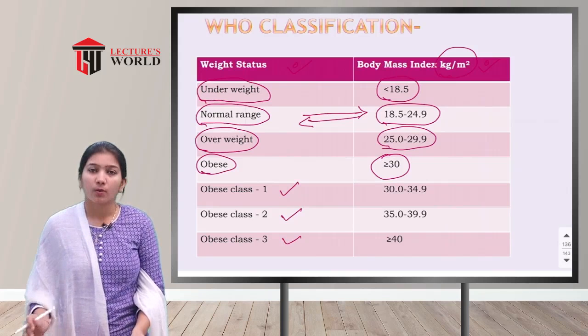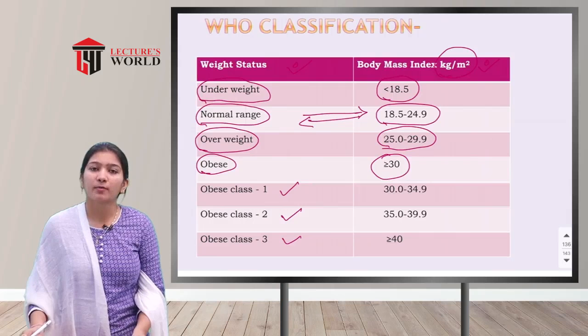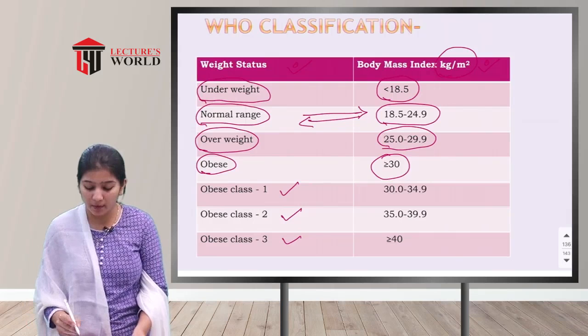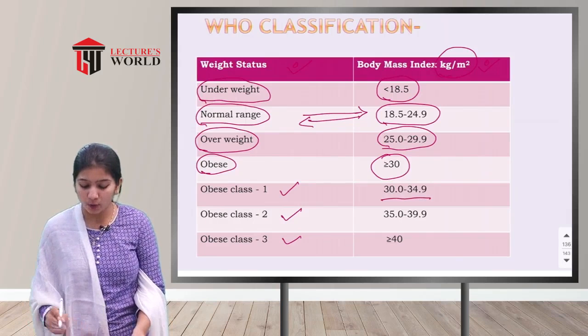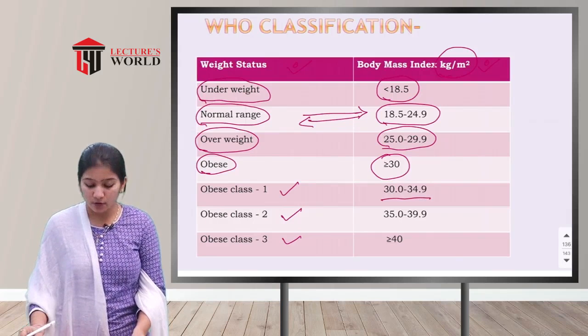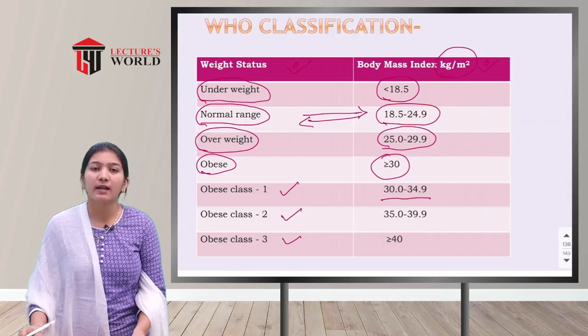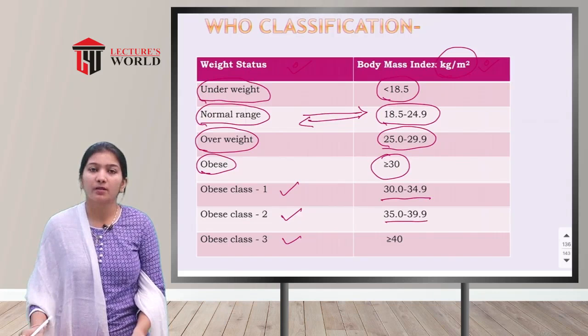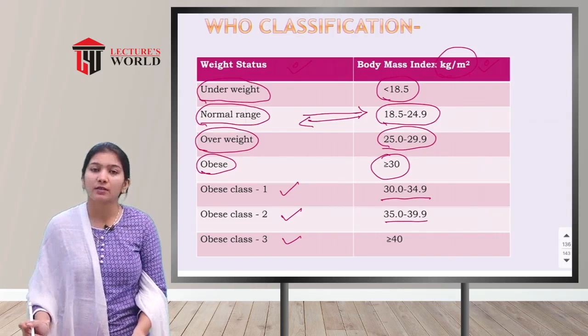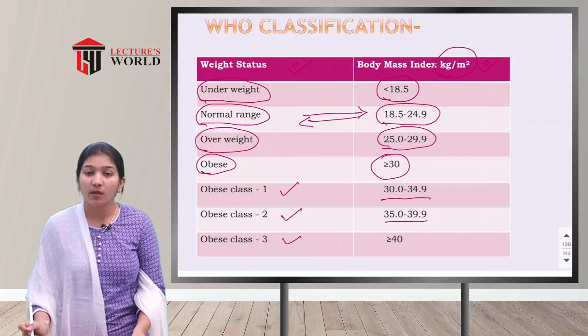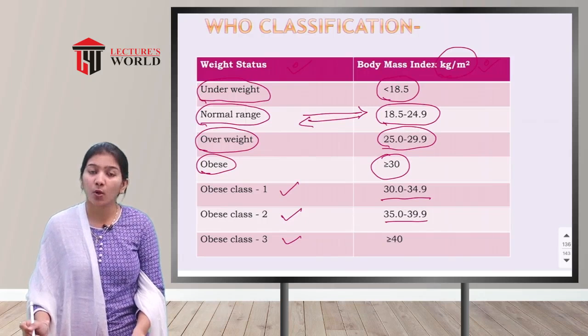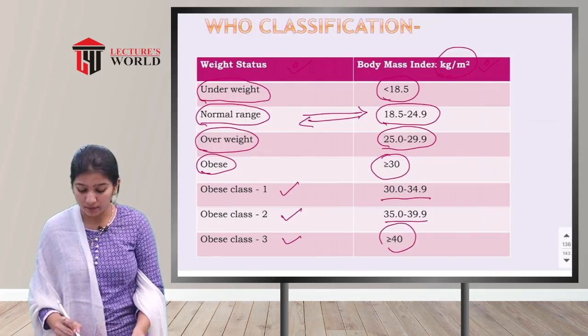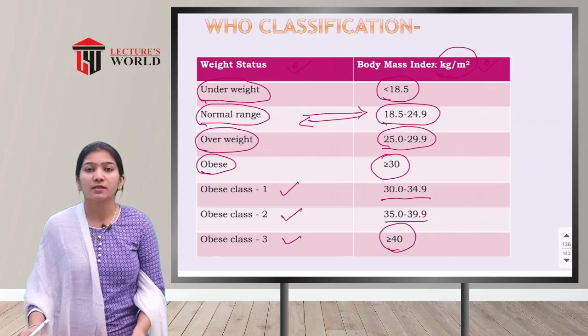So what are the criteria of BMI for the obese class 1 people? People who have a BMI between 30 and 34.9 are obese class 1. People who have a BMI between 35 and 39.9 are obese class 2. And people who have a BMI of more than 40 are obese class 3.